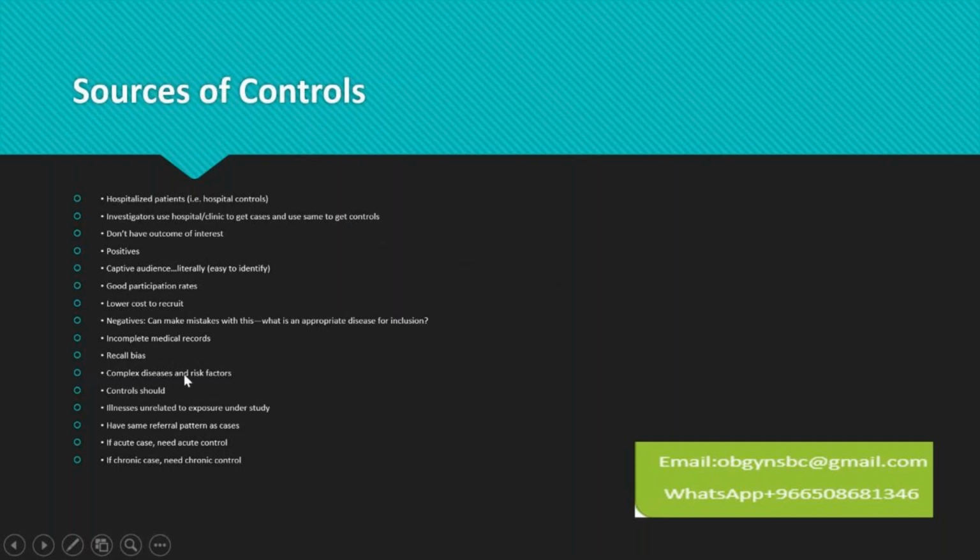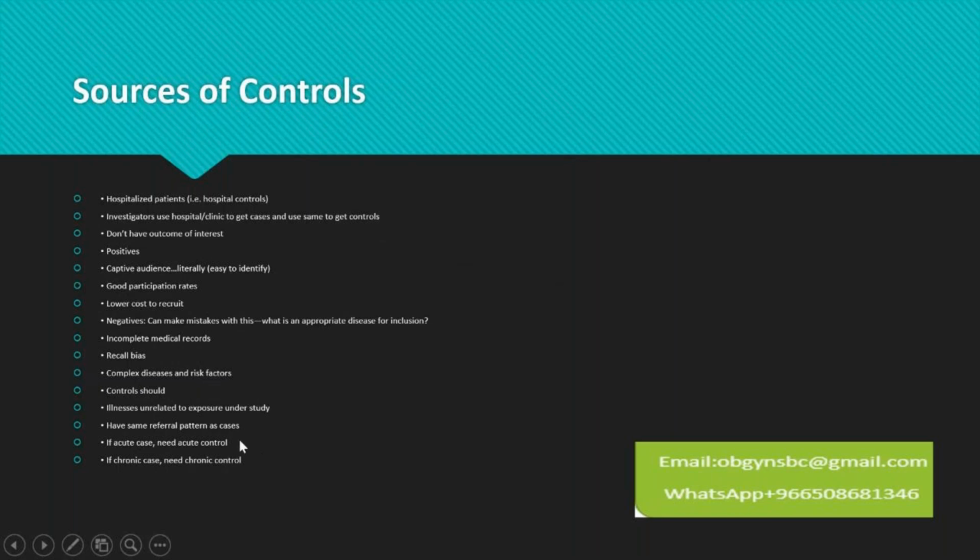Then complex diseases and risk factors can be difficult to observe, or maybe there is an interplay of several things, and we cannot find which of the several risk factors has caused a certain disease. The controls may have illnesses which are unrelated to the exposure under study. Then they have the same referral patterns as cases, and if it is an acute case, they need an acute control.